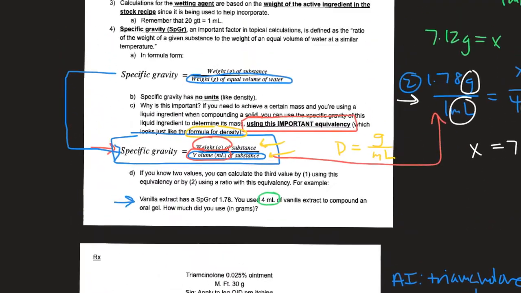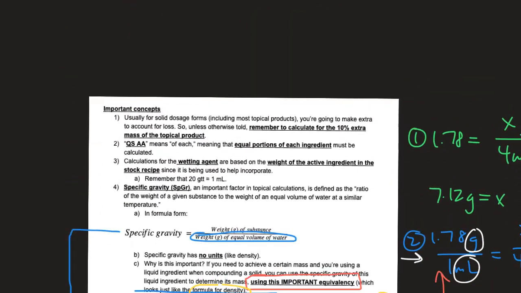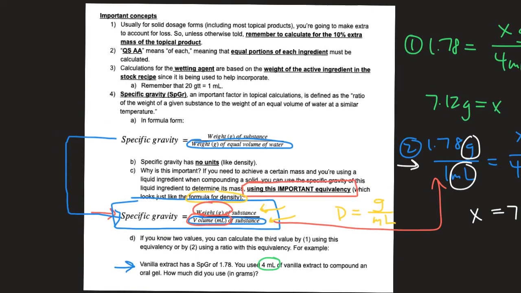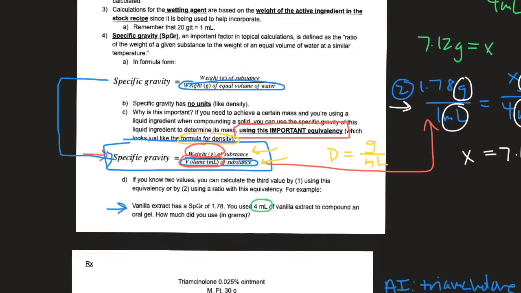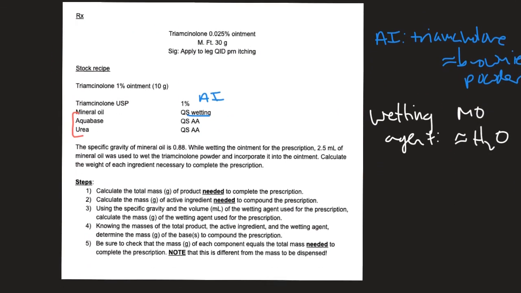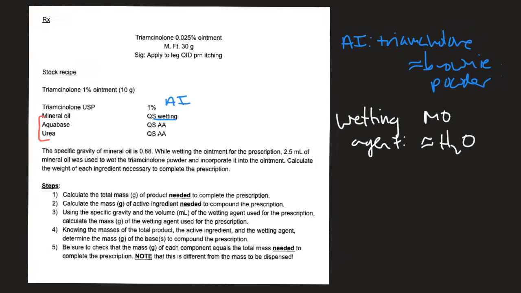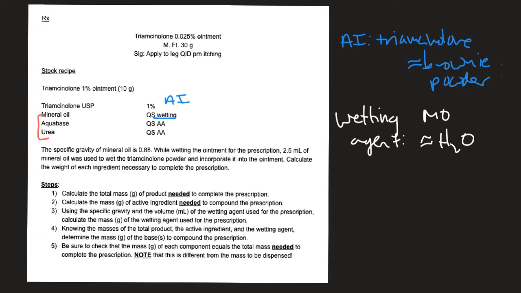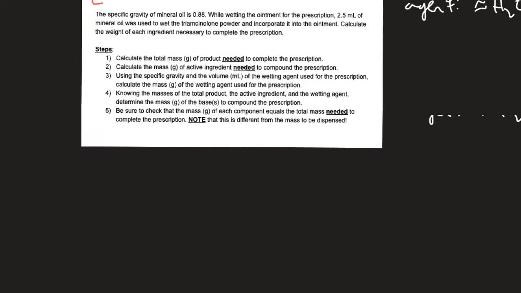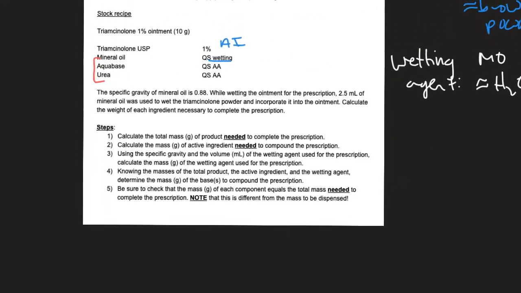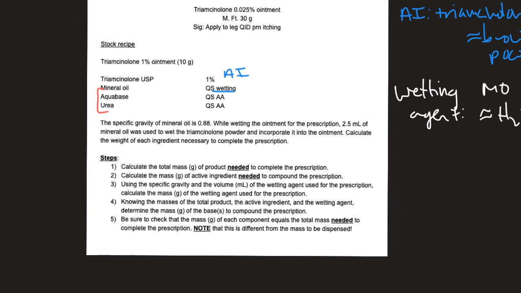As I said before, we know that for solid products, we have to calculate for 10% extra mass of the topical product to account for loss, including loss of powder or powder dissolving away and you don't find it anymore. So step number 1, we're going to calculate the total mass of the product needed to complete the prescription. We know that we're going to make 30 grams of ointment.